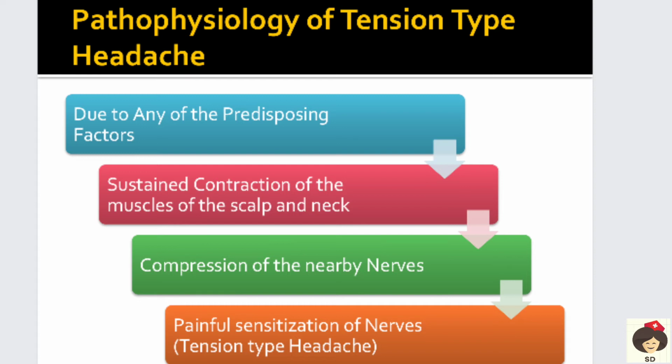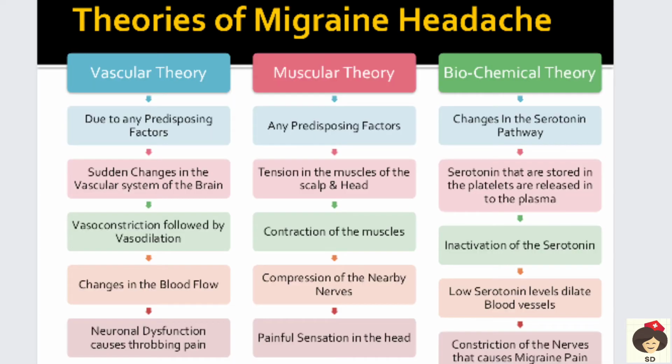the head. So when the muscles are getting contracted, the nerve endings inside the muscle will get compressed. So whenever the nerves are compressed, we will feel the pain. Okay, there will be painful sensitization of the nerves, so they cause the tension type headache. And next, in migraine headache, there are mainly 3 theories which explain why the patient is having migraine headache.